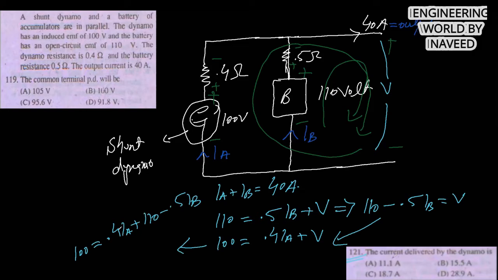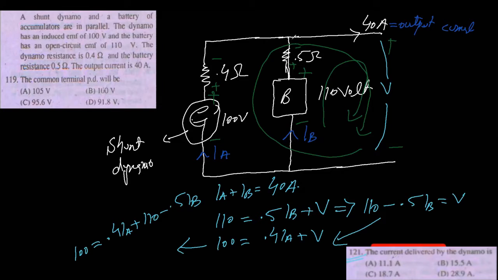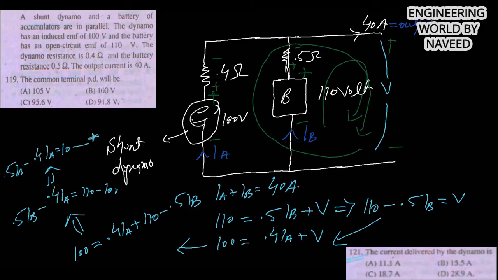So this will come over here, and this 100 will go over there. So you will get plus 0.5 IB, and this will be minus 0.4 IA equal to 110 minus 100. So that will be equal to 0.5 IB minus 0.4 IA is equal to 10. So this is the another equation, and one equation is this.